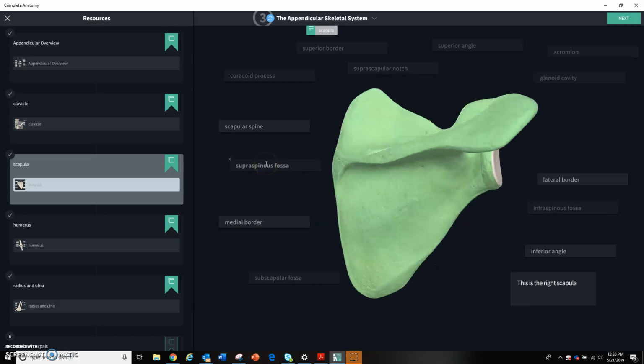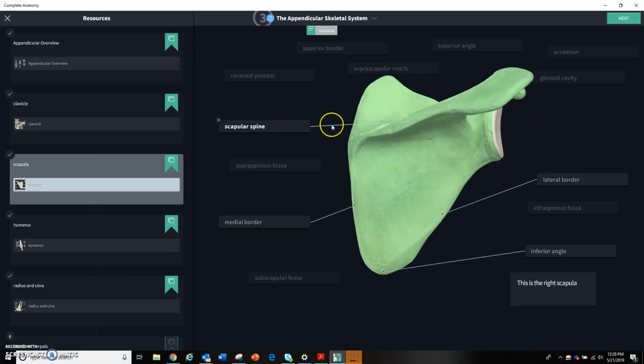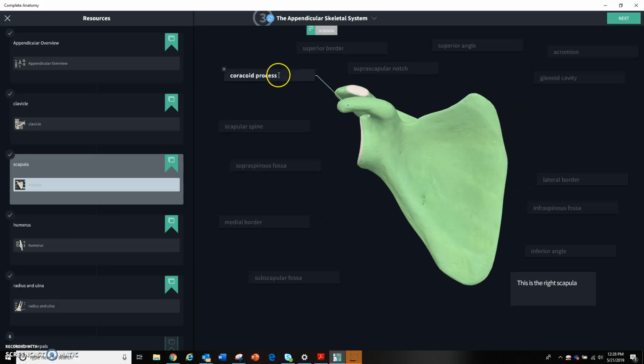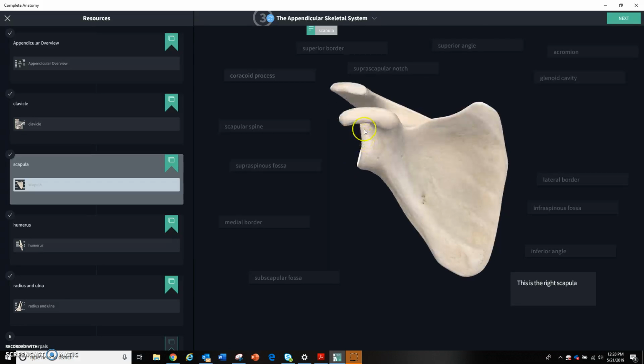Supraspinous fossa. So supra means above. So here, again, our reference point is the spine. And so this whole kind of bowl-like carved out area up here is the supraspinous fossa. Then we have the scapular spine. So this is the feature I've been referring to a lot. We have the coracoid process. This is the coracoid process right here.